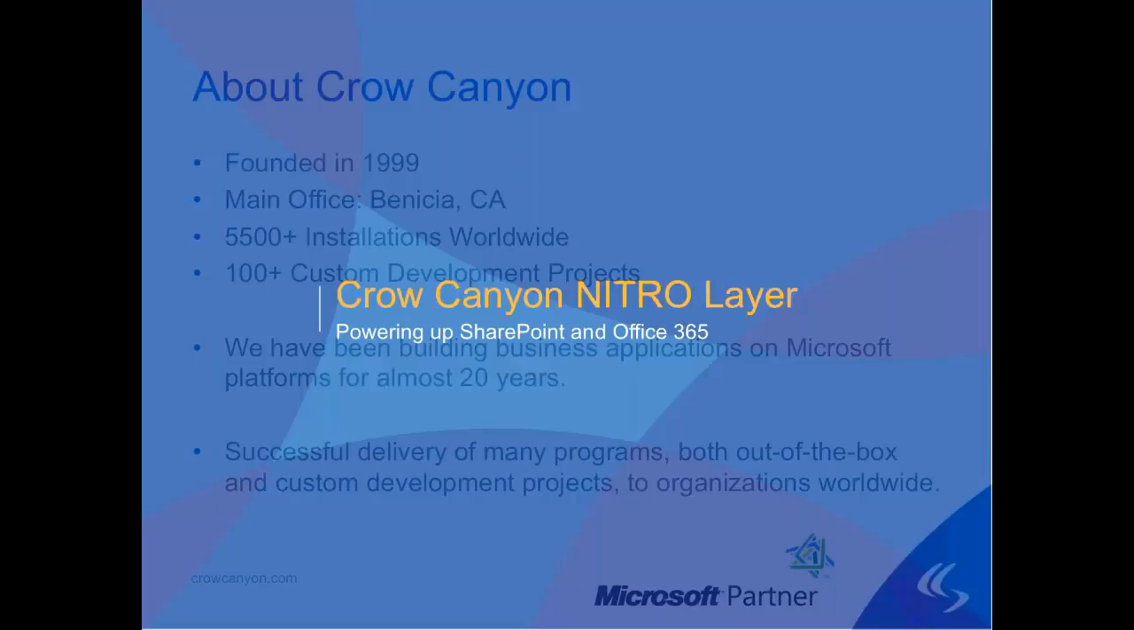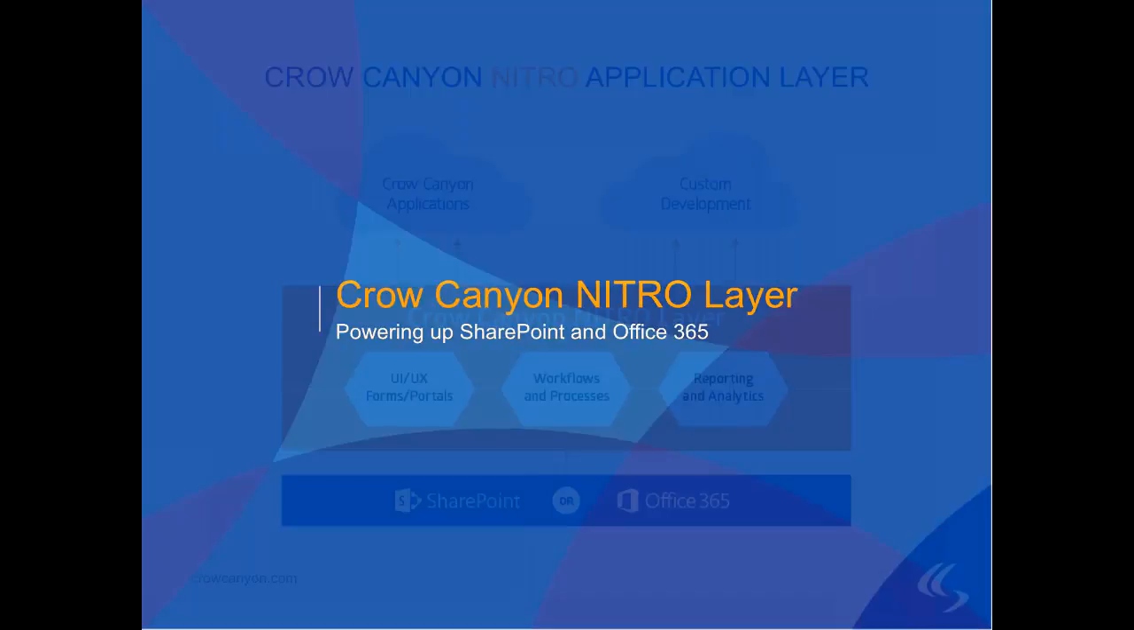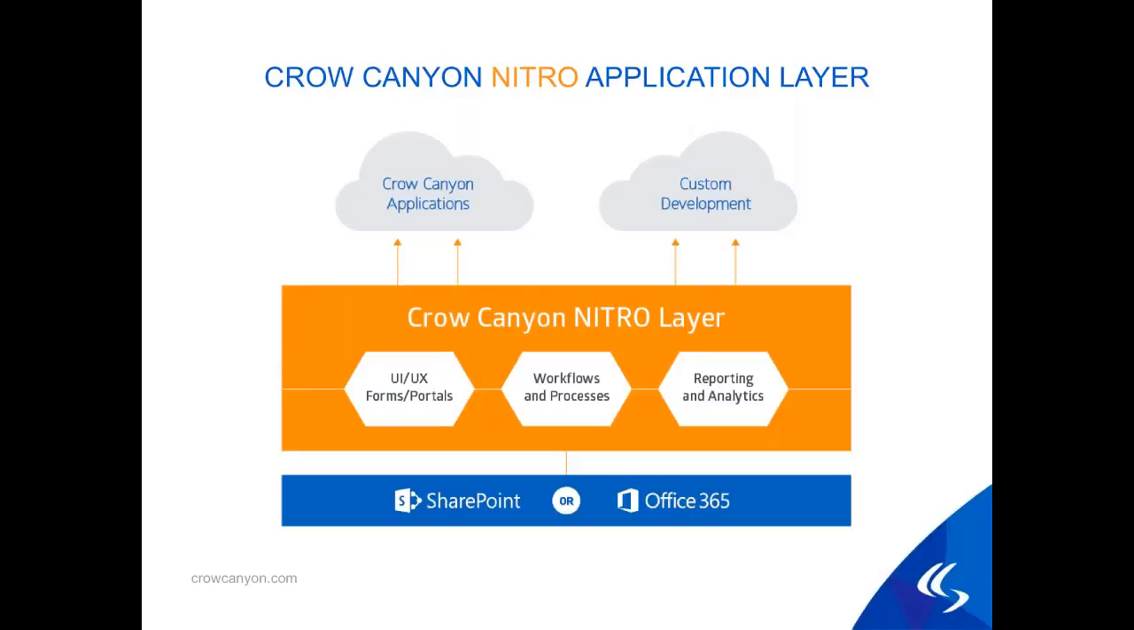Now, before we get into the product, you'll see that there are some things that we've built on SharePoint and Office 365 that aren't part of the out-of-the-box installation of SharePoint. What we have learned over the course of time is that in order to build real business solutions on the platform, there need to be some enhancements. So we've created what we call our Nitro layer. We've branded it as Nitro.